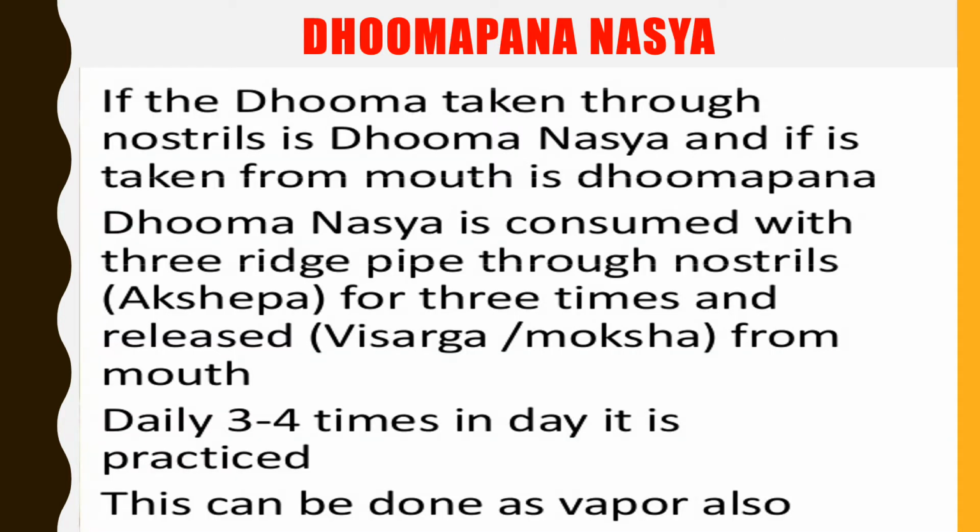Dhumpan Nasya. If the dhuma is taken through the nostrils it is Dhumanasya, and if it is taken from the mouth it is Dhumpan. Dhumanasya is consumed with a 3-rigid pipe through the nostrils 3 times and released from the mouth. This type of Nasya can be used daily 3 to 4 times in a day. It is practiced. This can be done as a vapor also.